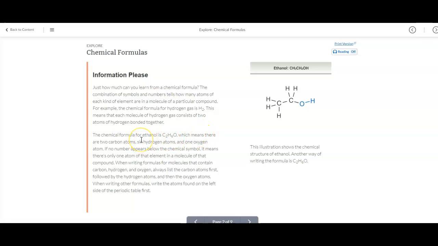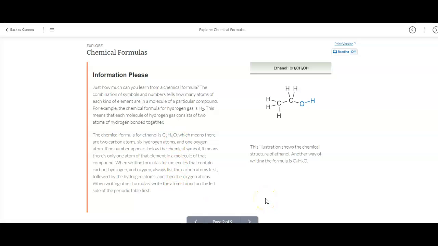The chemical formula for ethanol is C2H6O, which means that there are 2 carbon atoms, 6 hydrogen atoms, and 1 oxygen atom. If no number appears below the chemical symbol, it means that there is only 1 atom of that element in a molecule of that compound. So we can see there's no number here. It's just the O for oxygen, so that means there's just 1.